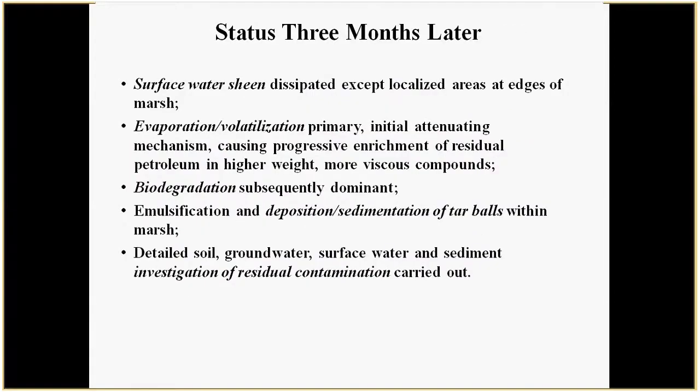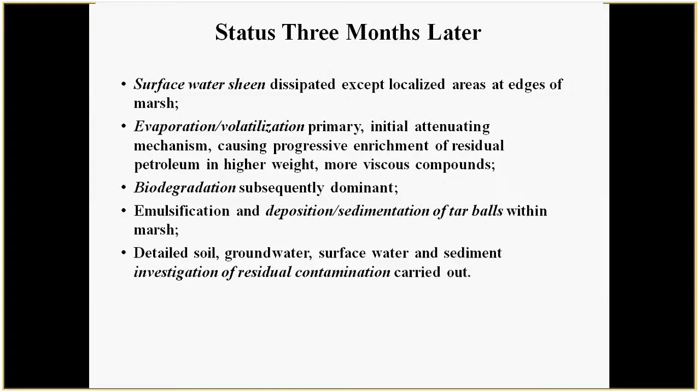Status 3 months later. The surface water sheen is mostly dissipated from the marsh, except localized areas along the edge of the marsh where they couldn't really get to the LNAPL. Evaporation and volatilization were the initial primary attenuation mechanisms. This caused a progressive enrichment of the residual petroleum in higher weight, more viscous compounds, so it's starting to get thicker and gooier. But now after 3 months, biodegradation is becoming more dominant.